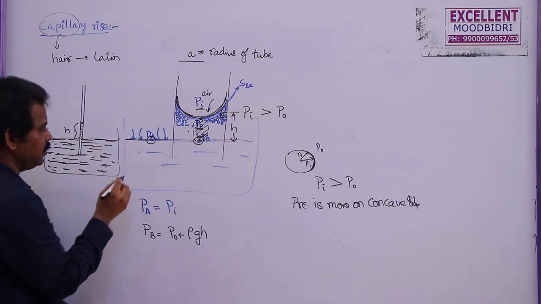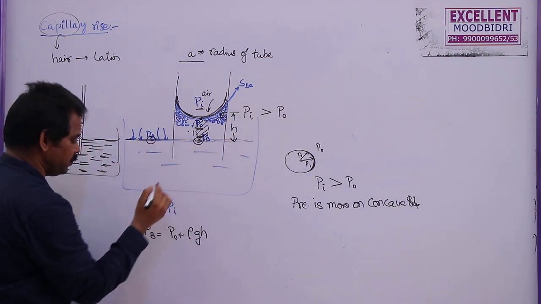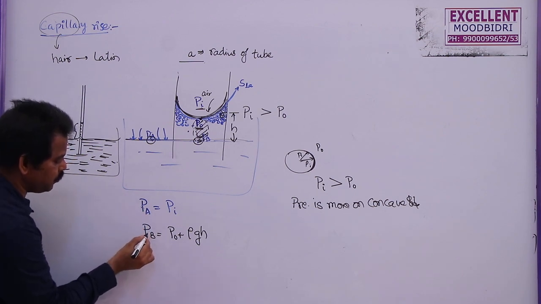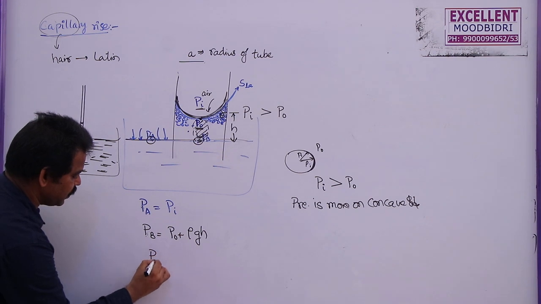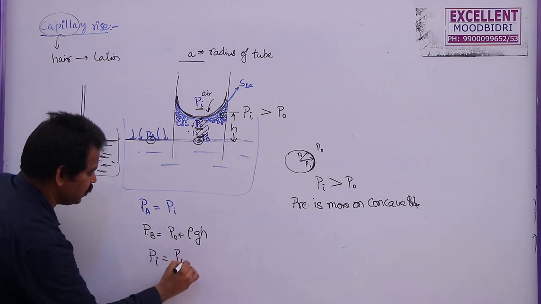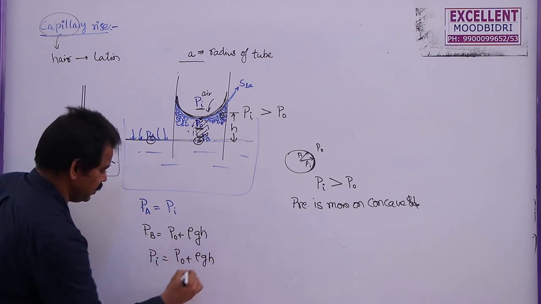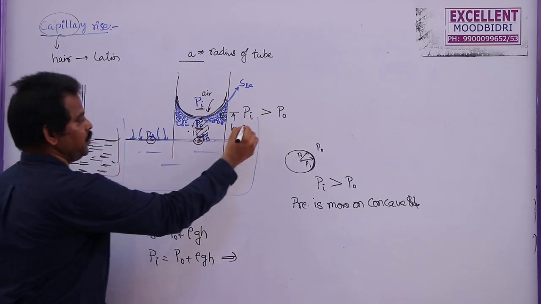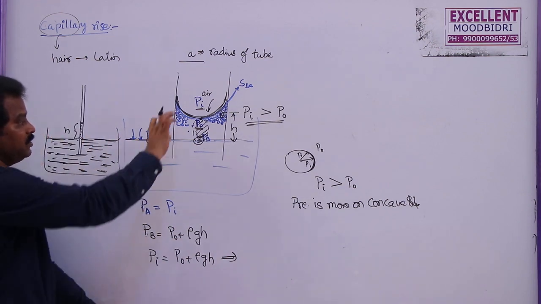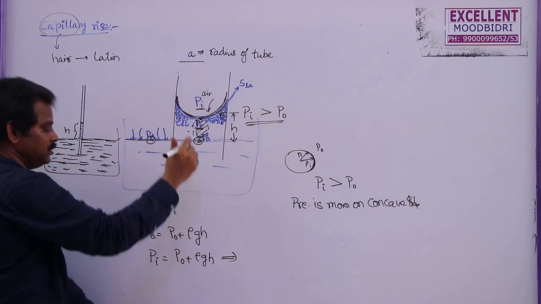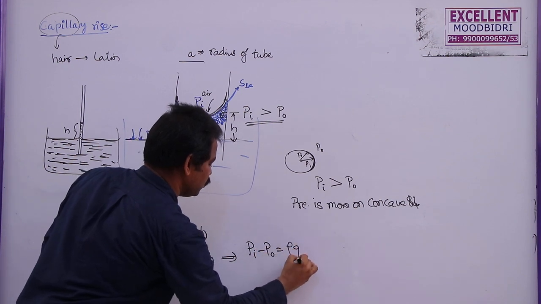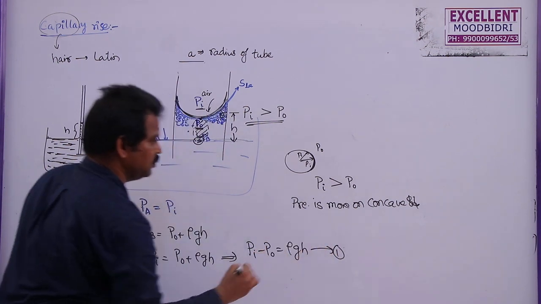But we know that pressure at A is equal to pressure at B. So these two are equal. In place of PA you can write PB, or in place of PB you can write Pi. So pressure Pi is equal to P0 plus rho g h. From this, what is the pressure difference here? We know that Pi is greater than P0. So the pressure difference between these two surfaces is given by Pi minus P0 equal to rho g h. This is equation 1.